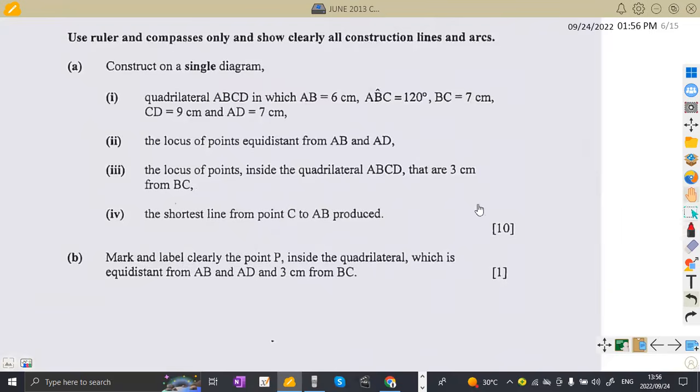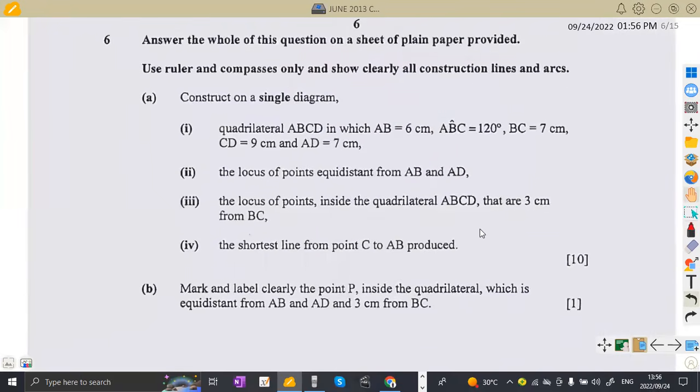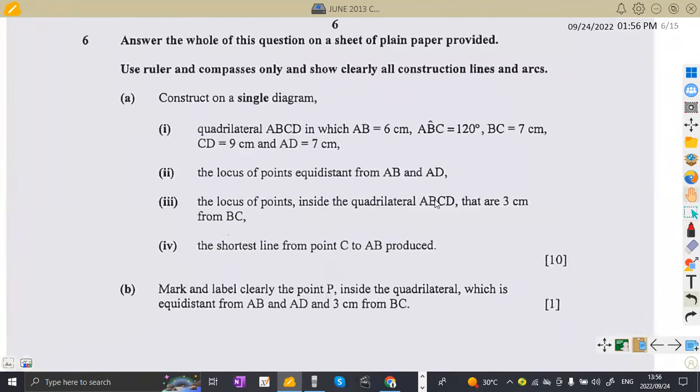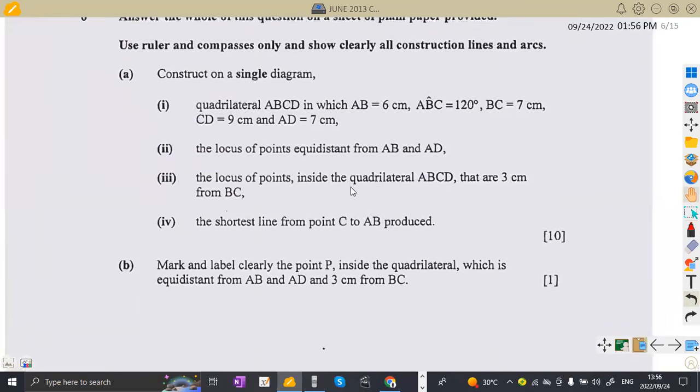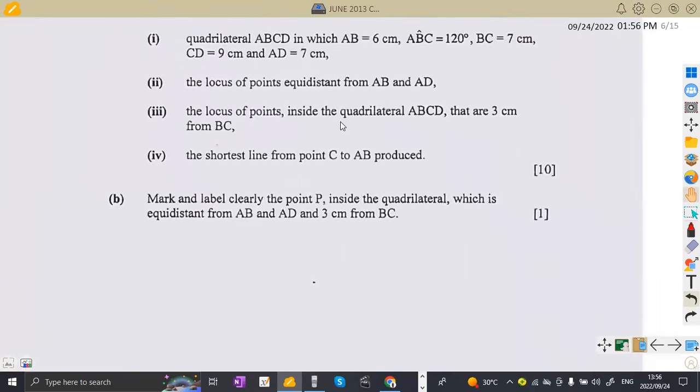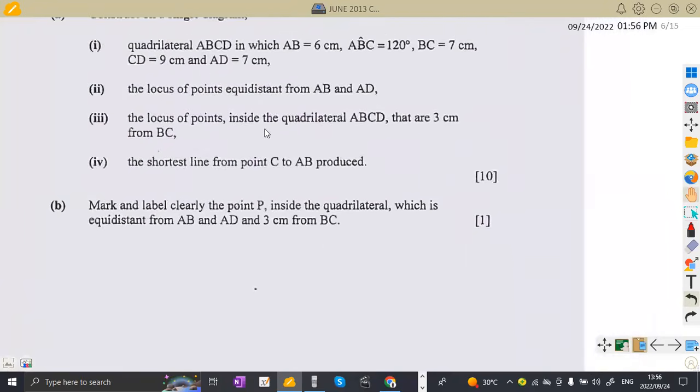Okay, so let us cross-check the other part that we have on question 6. Answer all of these questions on a sheet of plain paper provided. Use ruler and compasses only, and show clearly all construction lines and arcs. Construct on a single diagram quadrilateral ABCD in which AB is 6 centimeters.